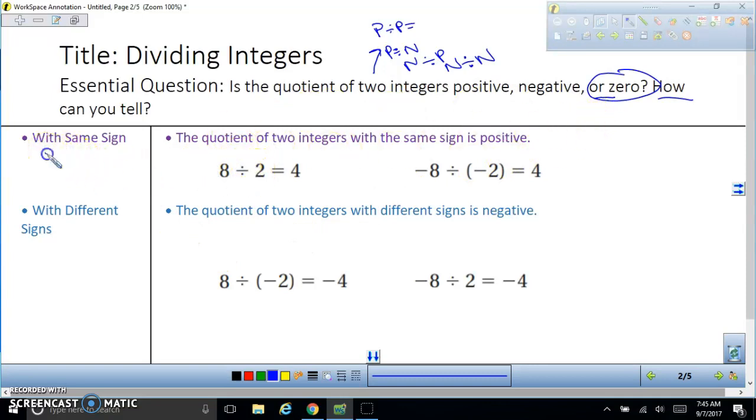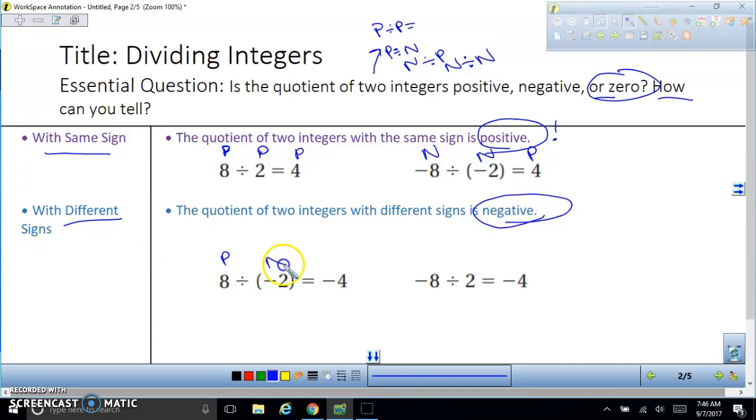Okay, if they are the same sign, the quotient will be positive, just like multiplication. So positive divided by positive is positive. Negative divided by negative is positive, just like multiplication. All right. With different signs, the answer is negative. Positive divided by negative is negative. Negative divided by positive is negative. Let's get working on some examples.